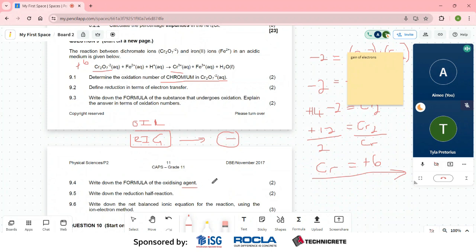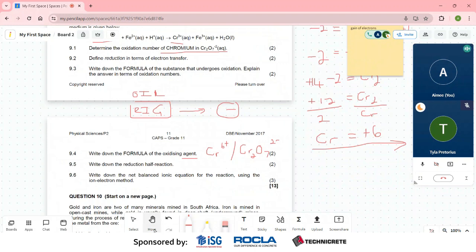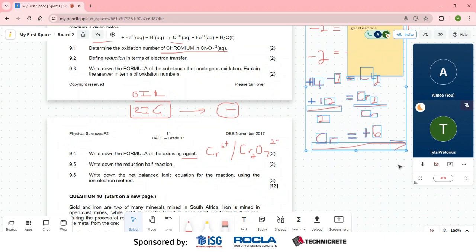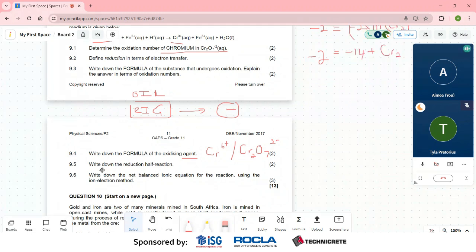So our answer here is Cr6 positive, or Cr2O7 2 minus. Okay, then the next question says write down the redox half reaction.